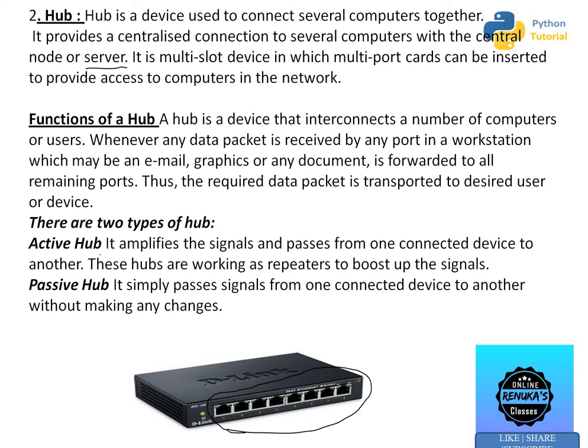Hubs are of two types: active hub and passive hub. An active hub amplifies the signals and passes them from one connected device to another. Its working is not only to pass the signals from one device to another, but it also amplifies the signals. And a passive hub works only for the transmission of signals, so it simply passes them from one connection to another, not amplifying, only passing the signals.